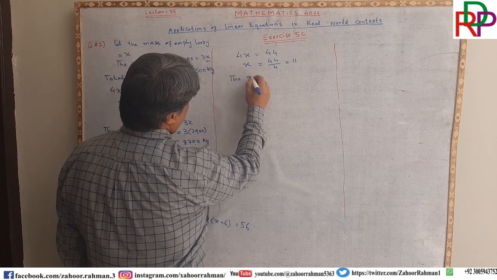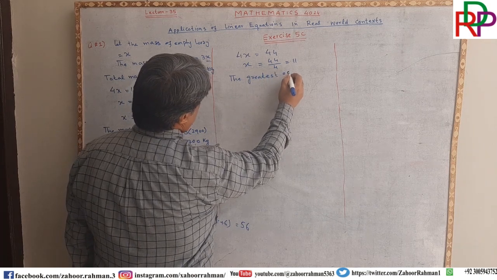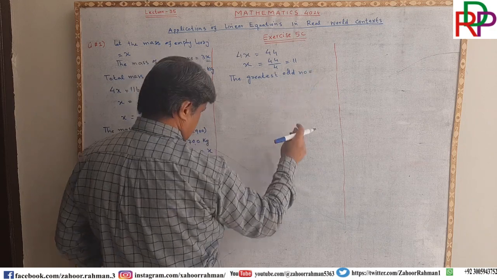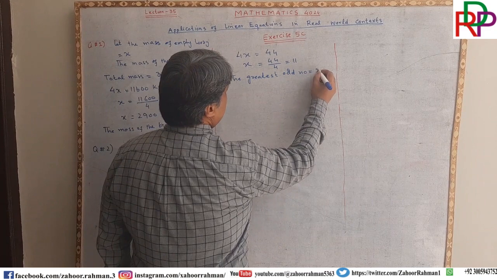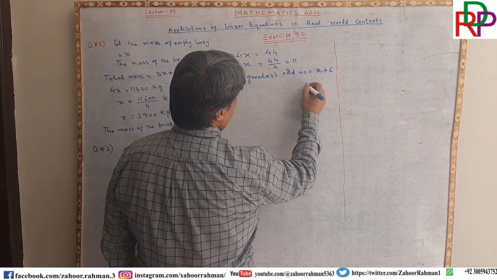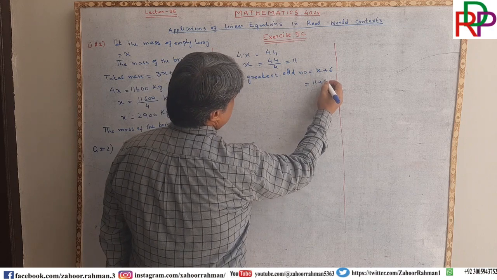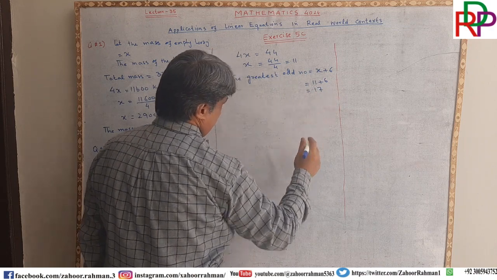Then we have to say the greatest odd number is, which was x plus 6. X plus 6. And we found the value of x, 11 plus 6, which is equal to 17.